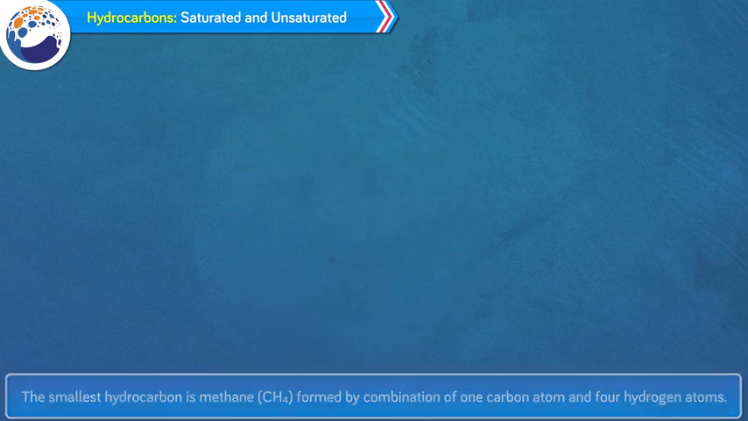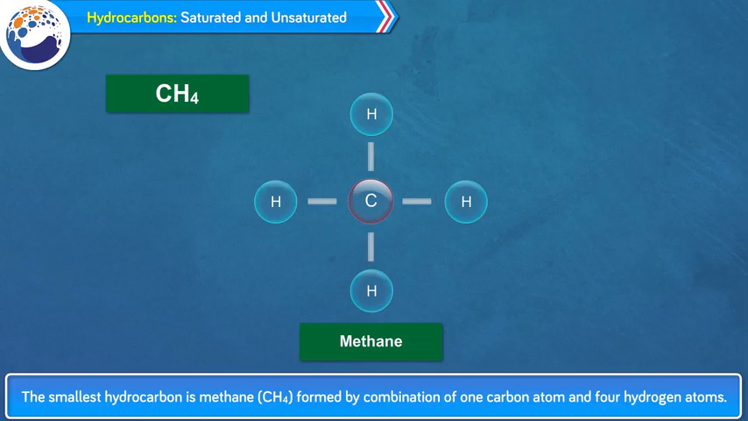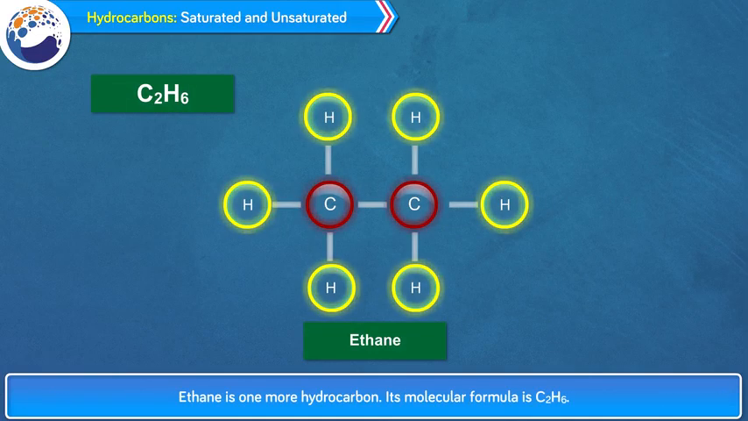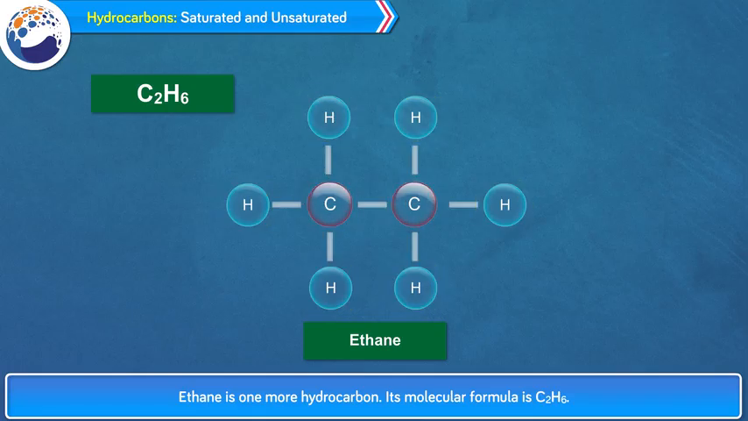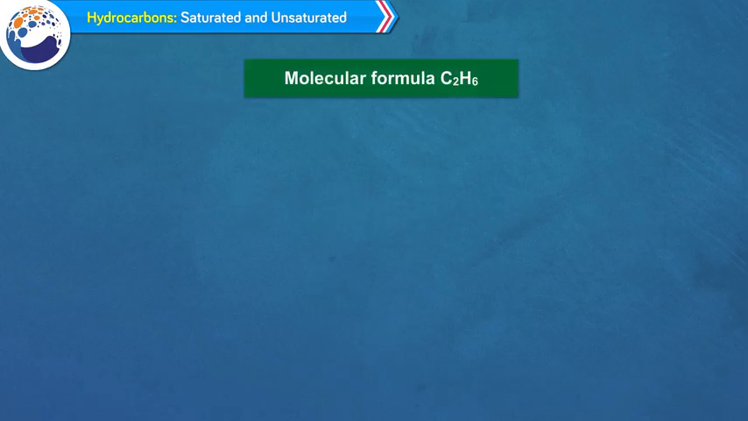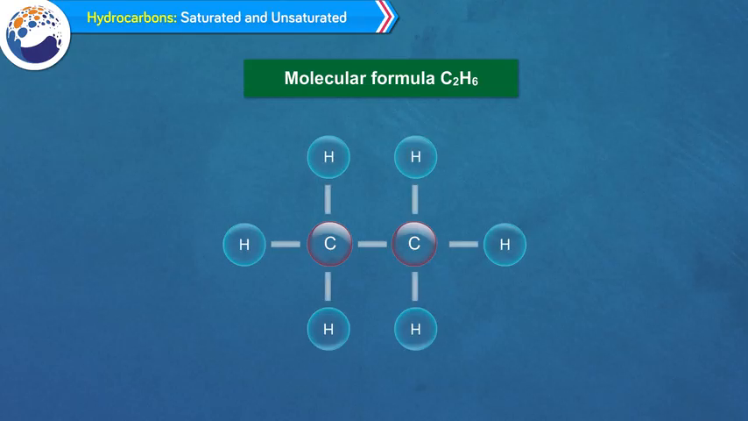Saturated hydrocarbons. The smallest hydrocarbon is methane, CH4, formed by the combination of one carbon atom and 4 hydrogen atoms. Ethane is one more hydrocarbon. Its molecular formula is C2H6. Let us together write the structure of ethane. Ethane, molecular formula C2H6. Step 1. Join the 2 carbon atoms with a single bond, C-C. Step 2. Use the 6 hydrogen atoms in the molecular formula for filling the tetravalency of both the carbon atoms.